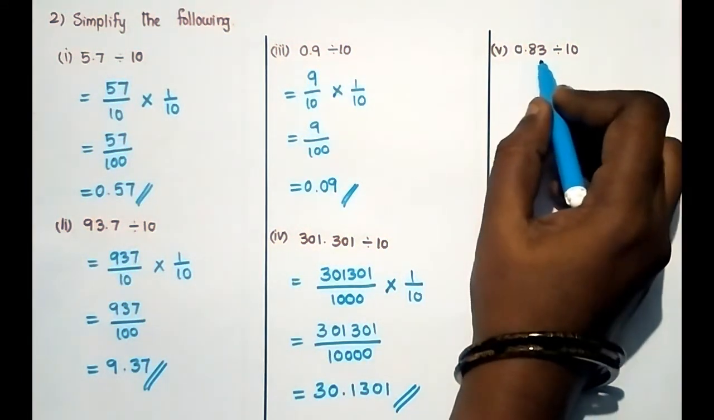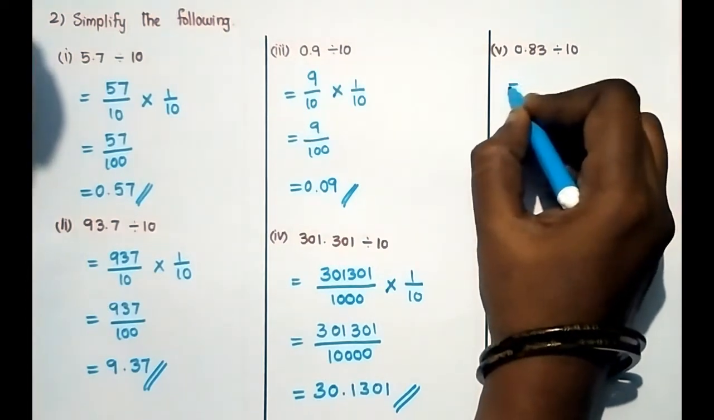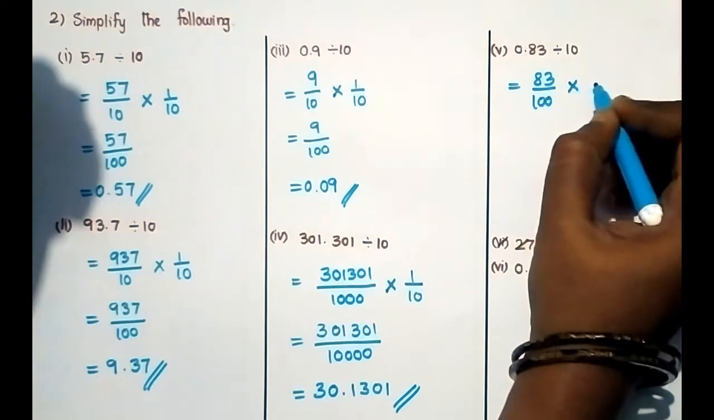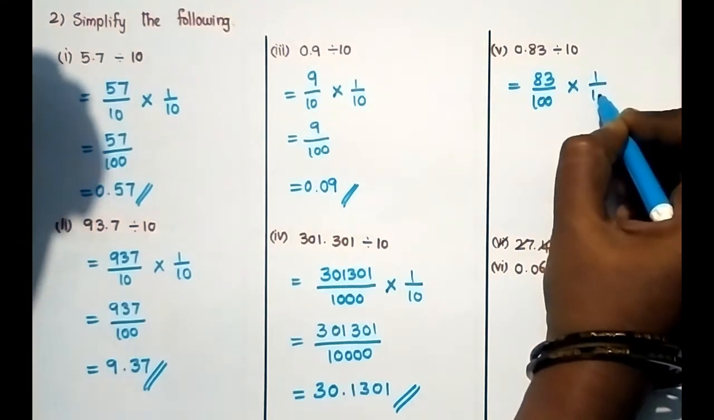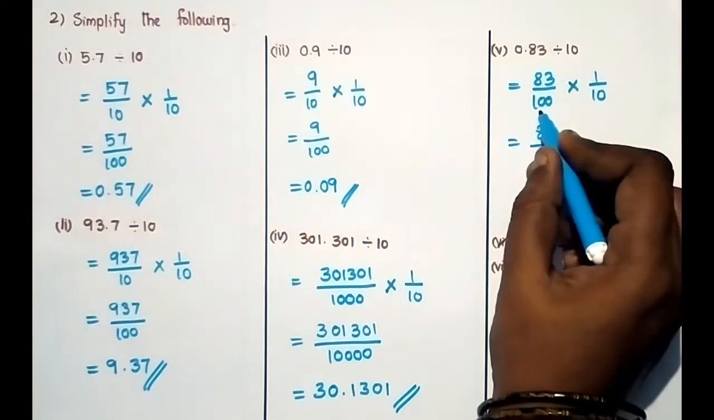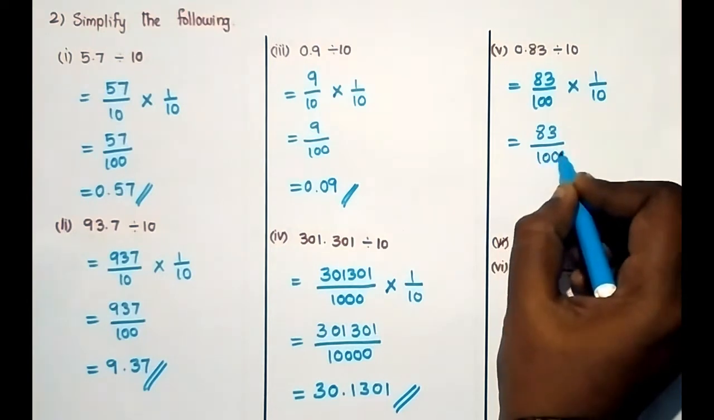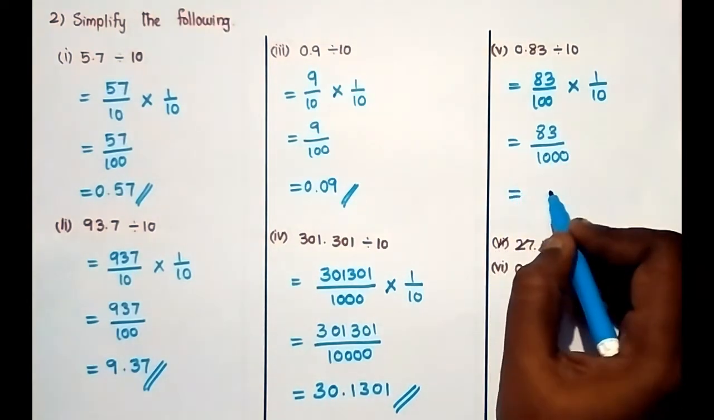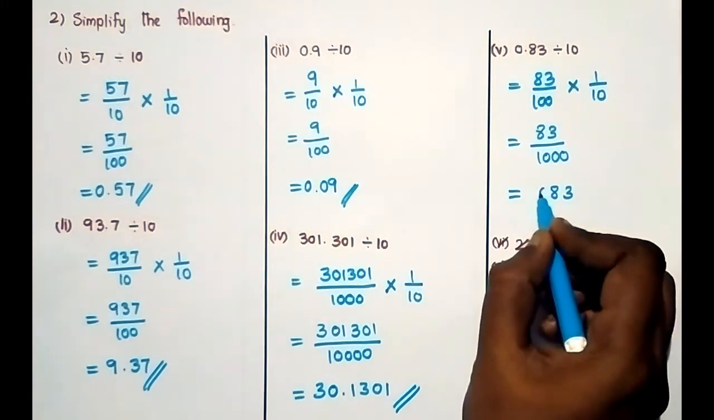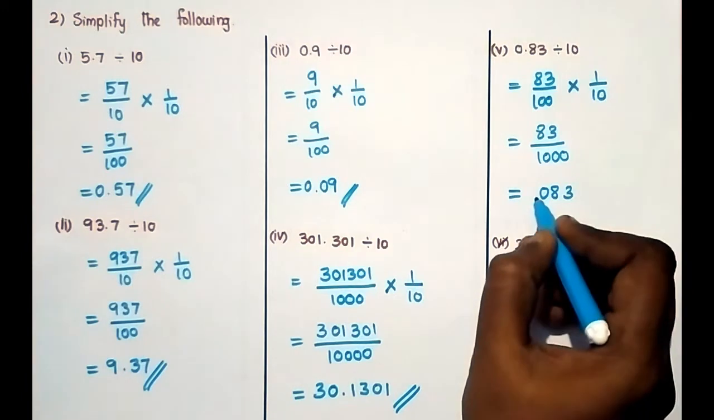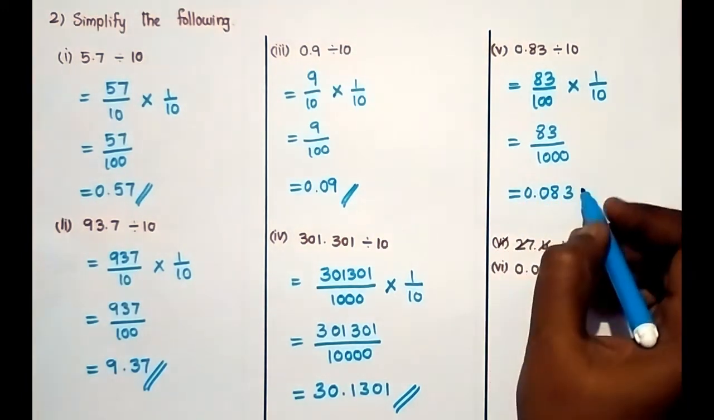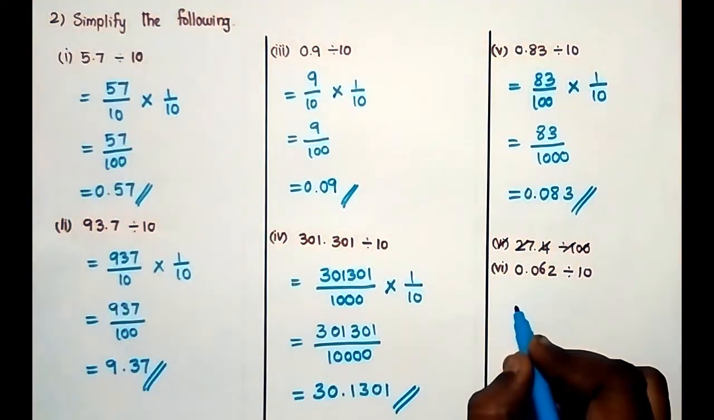Next sum, 0.83 divided by 10. 83 divided by 100, and change into multiplication. So take the reciprocal for that. 83 into 1, 83. 100 into 10, 1000. Listen, before 3 digits we have to keep the point. Here 2 digits only. So before, you add 1 zero and then keep the point, means we get 0.083 is the answer.